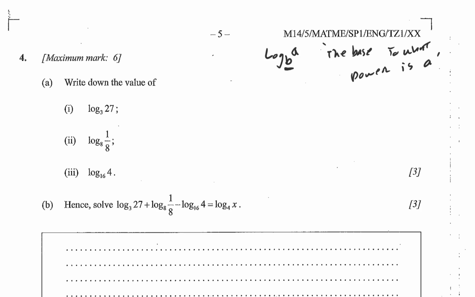And that's all it is. That's all a log is. It's saying this guy to what power equals that guy. And then you get your answer. Like here, log base 3 of 27. 3 to what power equals 27? And the answer is 3. 3 to the third equals 27.